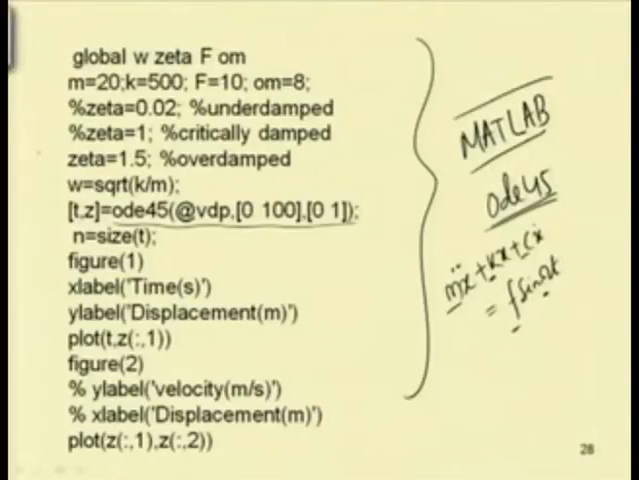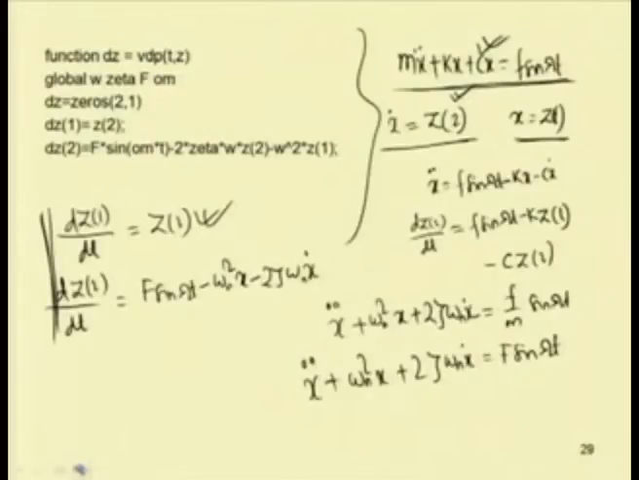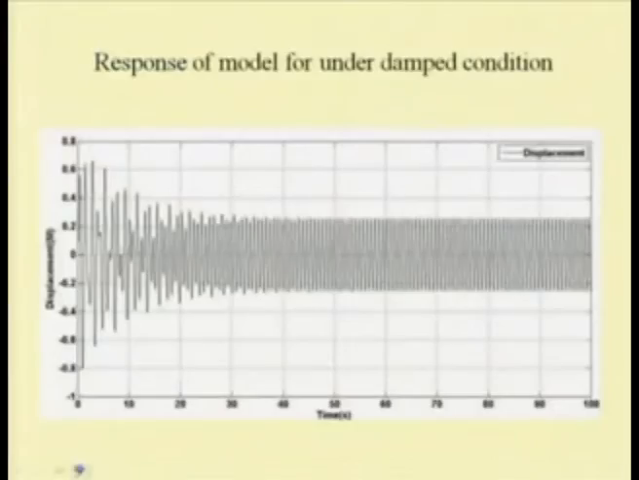So, here three cases have been solved. In the first case, taking m equal to 20, k equal to 500, f equal to 10 and omega equal to 8, the response has been found for the underdamped case by taking zeta equal to 0.02, the critically damped case zeta equal to 1, and zeta equal to 1.5 for the overdamped case. So, the response curves have been plotted both in phase portrait and time response. So, let us see this.